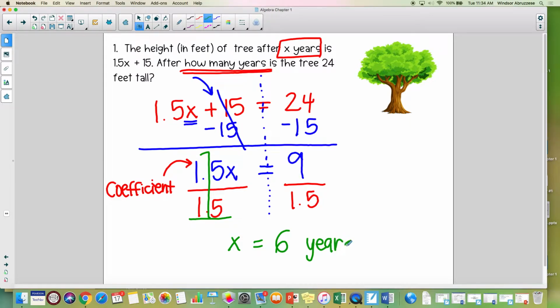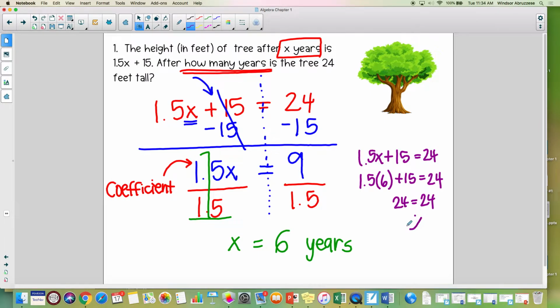And let's double check that we did this correctly by using substitution. 1 5/10 x plus 15 equals 24. So substitute in your 6 years: 1.5 times 6 plus 15 equals 24, and you will indeed get 24 equals 24. And we did it right.